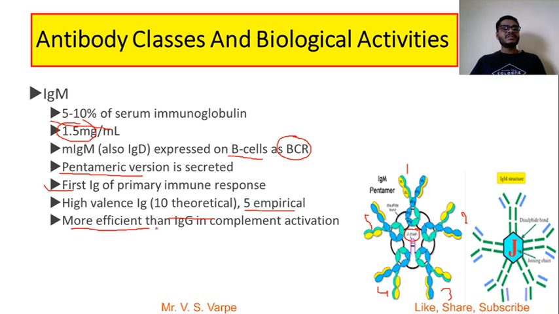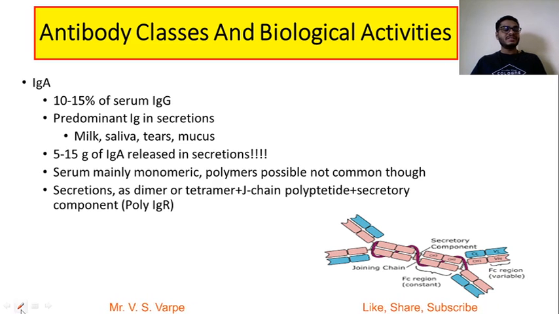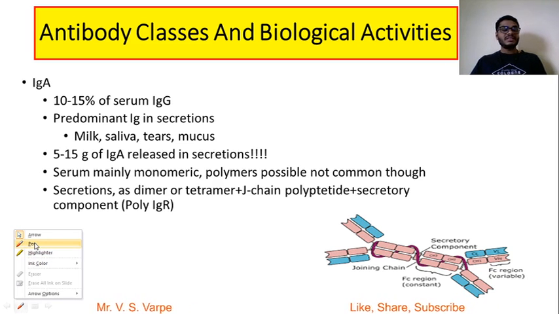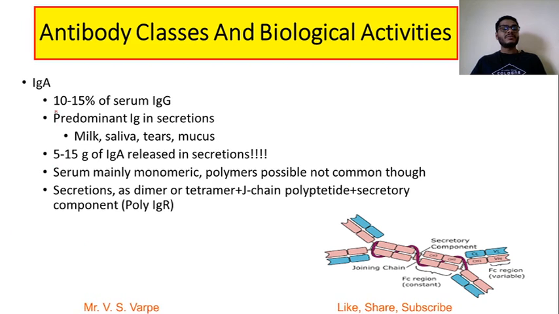This is more efficient than IgG in complement activity. This is the whole structure of IgM. Okay, then the next one is IgA. IgA makes up about 10 to 15% of serum in the human body, and it is the predominant Ig in the secretions of milk. They are mostly present in milk.